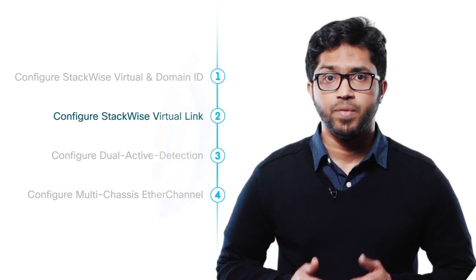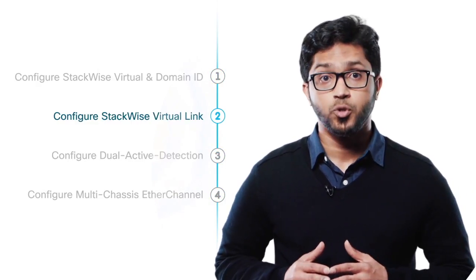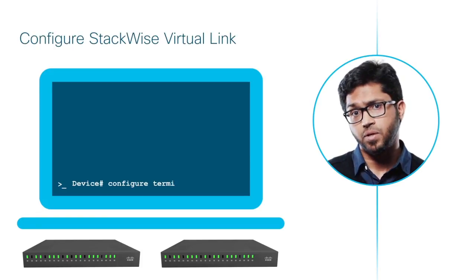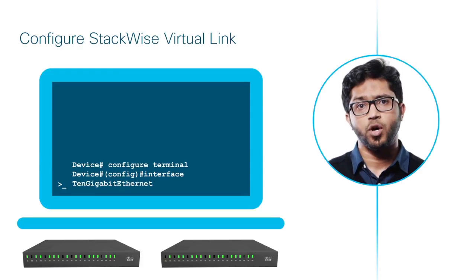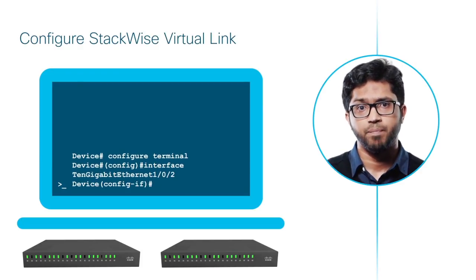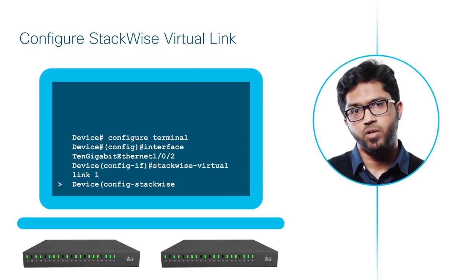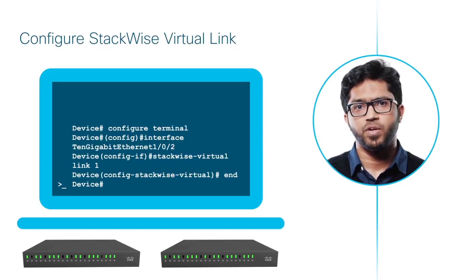Next, configure the StackWise Virtual Link, or SVL, to enable communication between the two switches. In order to do this, enter again the global configuration mode. Next, enter the interface configuration mode and select the interfaces that you want to be part of the StackWise Virtual Link. And then run the StackWise Virtual Link command. You need to define some value with that. And then exit the interface configuration mode.